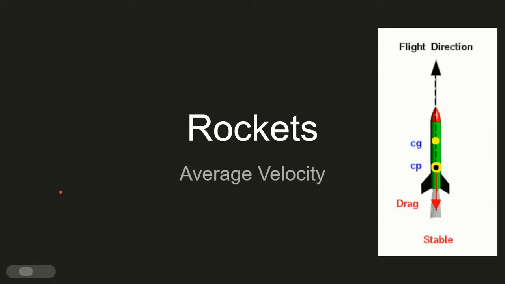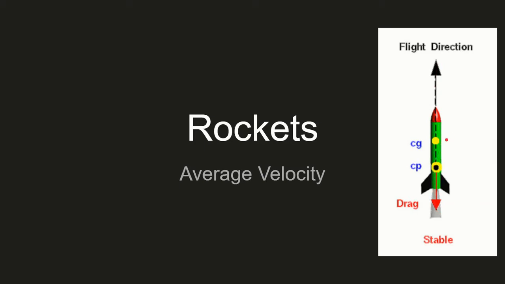This is Mr. Huff, and let's talk about rockets and calculating the average velocity. Let's consider this diagram on the right. This is a force vector that represents the thrust coming from the engine. This is a force vector that represents the drag acting on the rocket as it flies through the air.